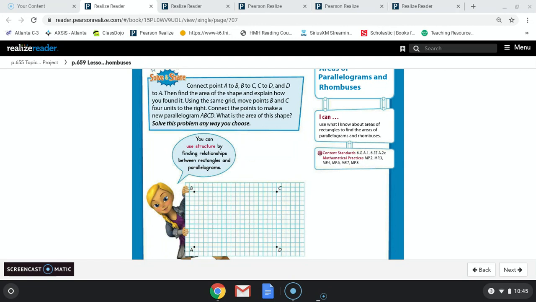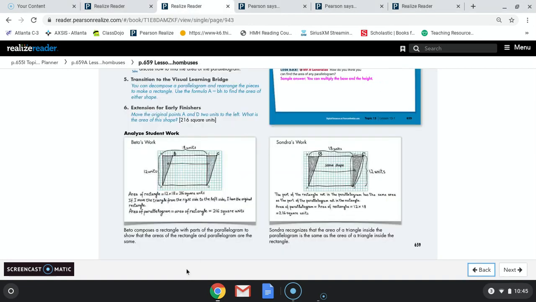I've moved those. So then it says connect the points to make a new parallelogram. So this would mean that it would be AB, C, D, DA. We've made a parallelogram. Now I know that's a little hard to see, and I'm sorry that I cannot draw on this computer like I can on our smartboard, but this is what it would look like, okay? This is from my teacher book. When you got done, you've moved B 4 spaces, you moved C 4 spaces.